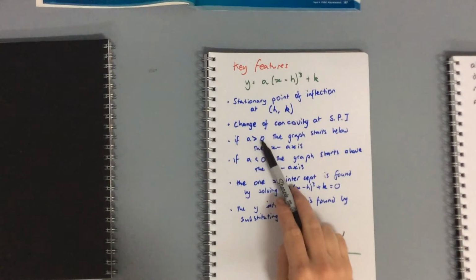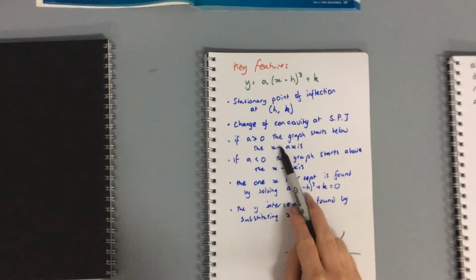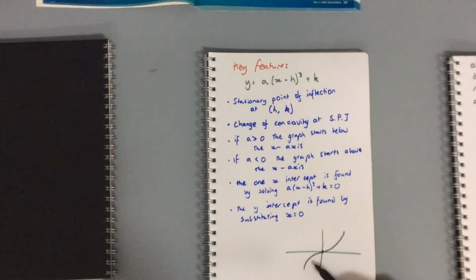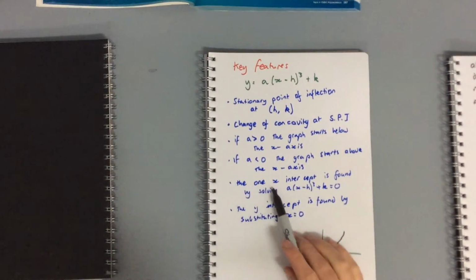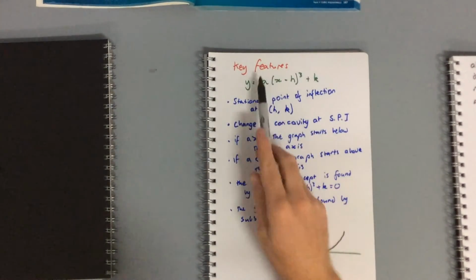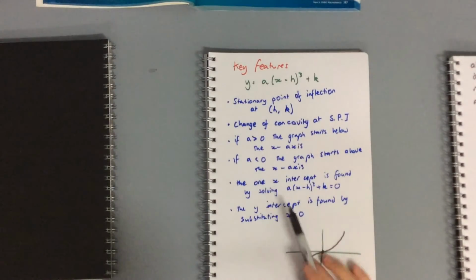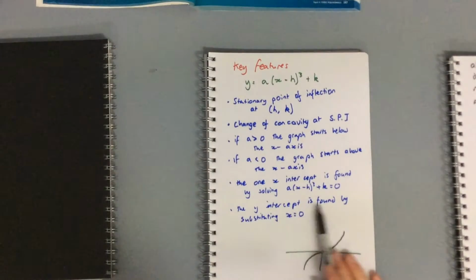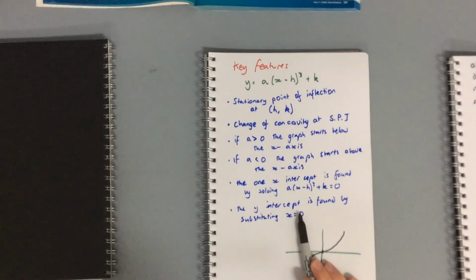If a is greater than 0, it starts below the x-axis. If it's less than 0, it starts above. We've got one x-intercept, found by solving the equation for 0, finding the x. And as normal, finding the y-intercept, substitute x equals 0. So there are some key features. You might want to write a summary. Next part, we're just going to have a look at a couple of examples, and then that's it.